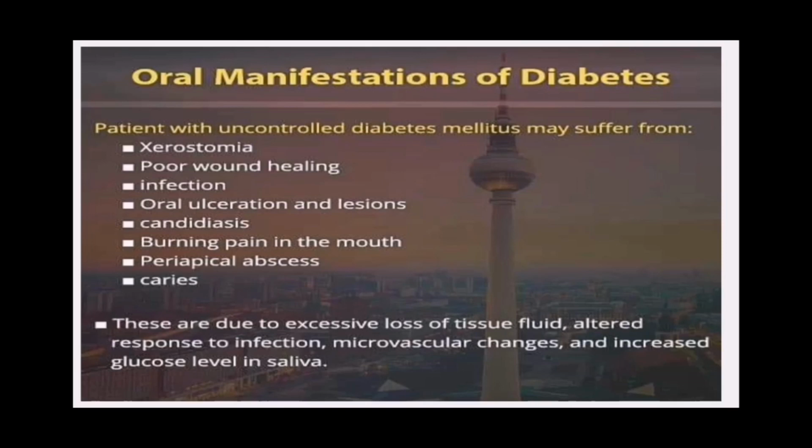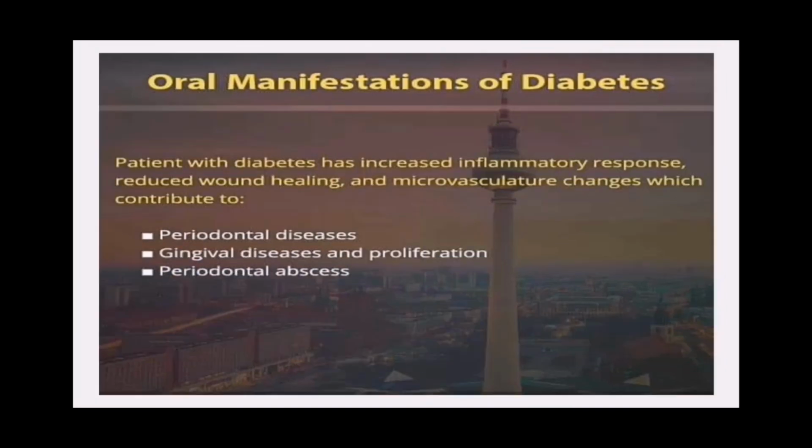Patients with uncontrolled diabetes mellitus may suffer from xerostomia, dry mouth, poor wound healing, infection, oral ulceration and lesions, candidiasis, burning pain in the mouth, periapical abscess, and caries. Because there is reduced saliva flow, caries chances are very high. These are due to excessive loss of tissue fluid, altered response to infection, microvascular changes, and increased glucose level in saliva.